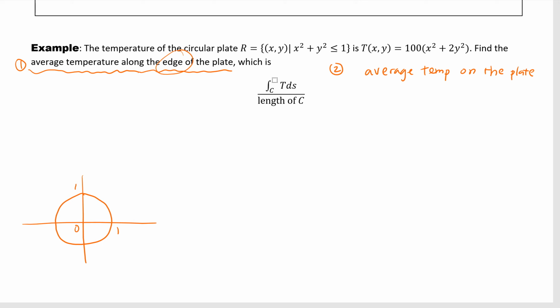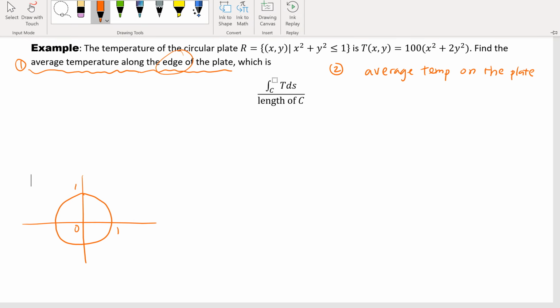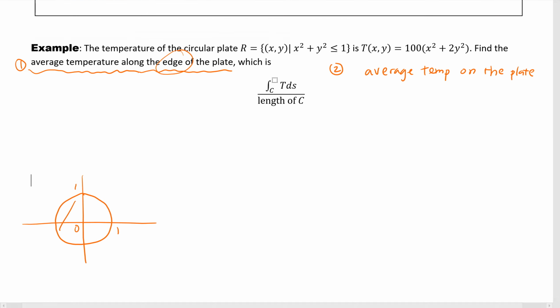Now how about the average temperature on the plate? Well, that is on the entire plate, not only the edge, right? So what will you do in that case? Let's say this is the region R. You're going to measure the double integral of T on the region R, and then divide it by the area of R.